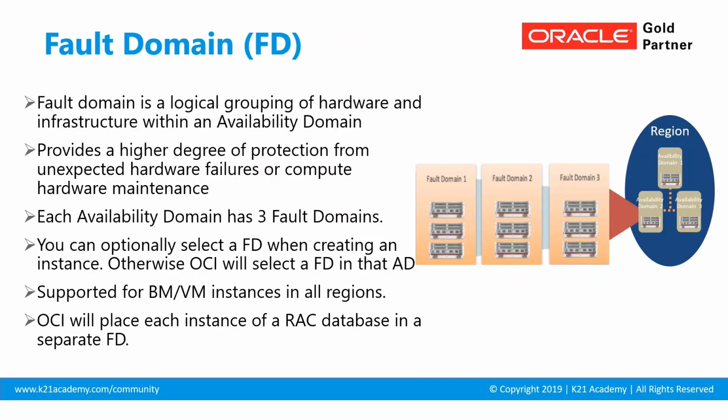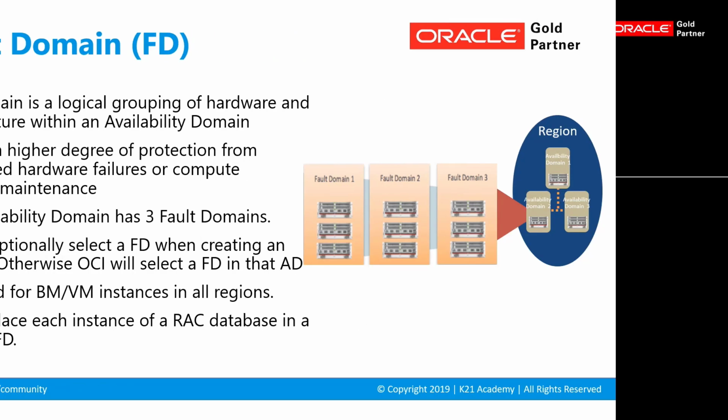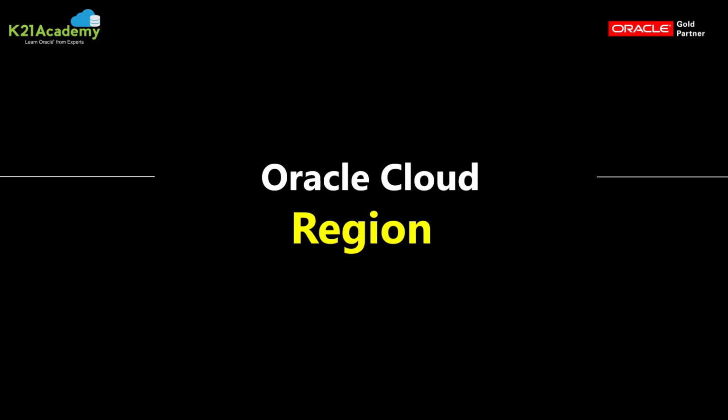So let's first understand what these are, and the limitations of OCI resources like your compute, storage, and network (within network, your VCN or subnet) in the context of region and availability domain. So let's begin with a region.